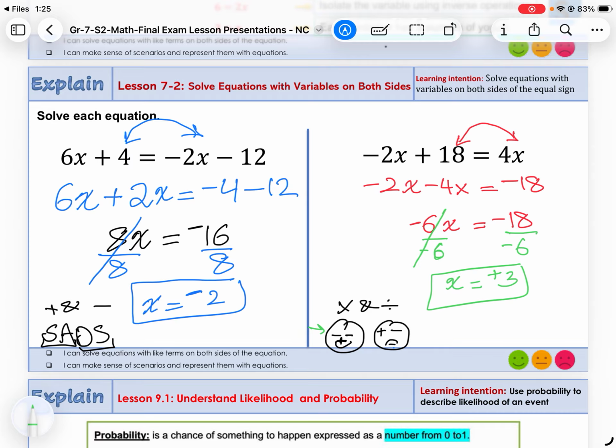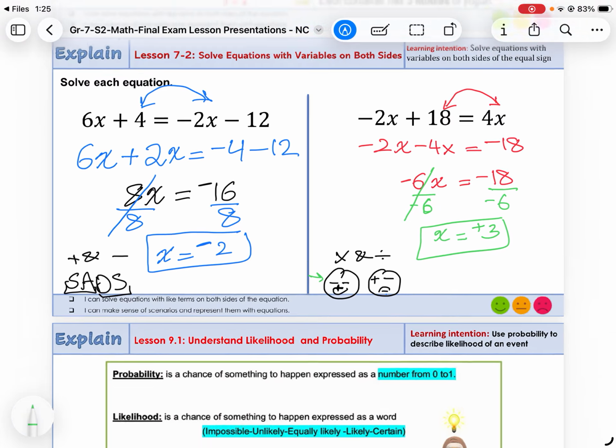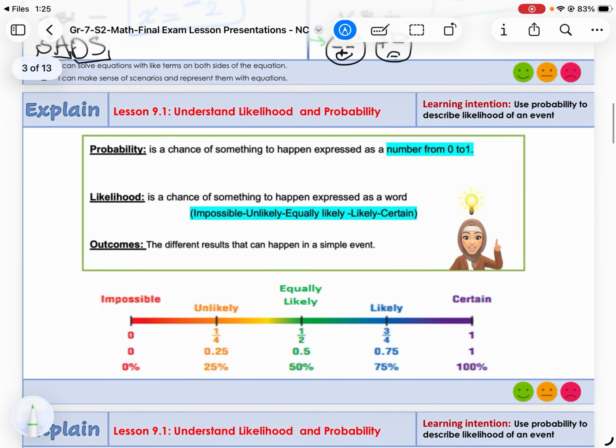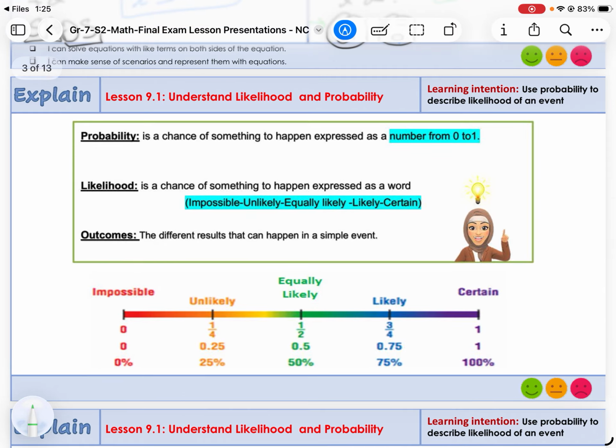So my advice to you guys, practice solving as many equations as you can. Because really, once you have solved enough equations, it's going to be a piece of cake for you. Practice makes perfect. Okay, now moving on to our second lesson.